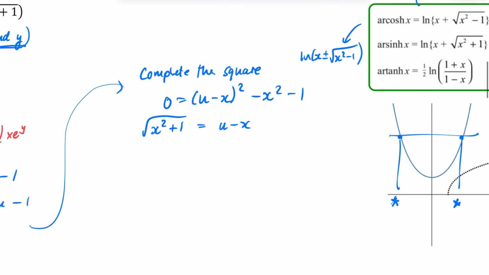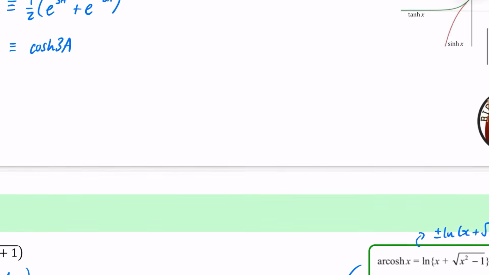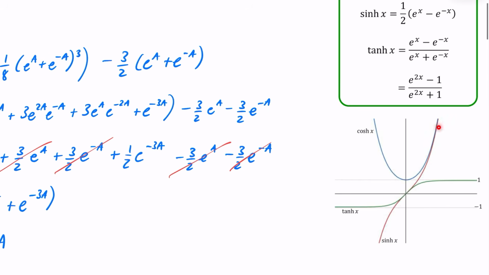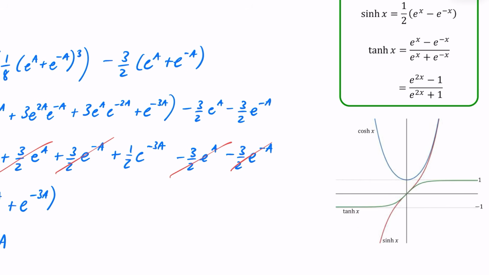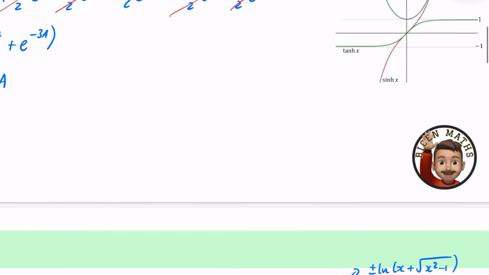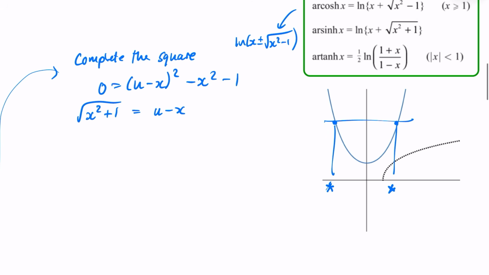Now I'll explain in a moment why we don't have the plus or minus square root for the sinh one. Partly it's to do with just the shape of the graph, that when you think about reflecting that over the line y equals x, you're always just going to have one solution, but I will explain in just a second why we only have that one solution.